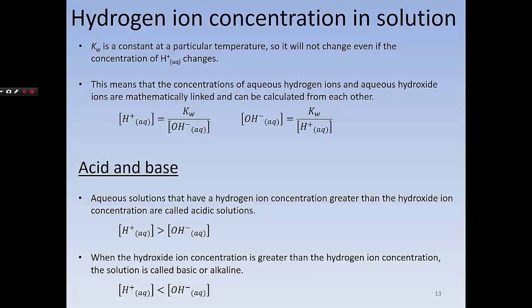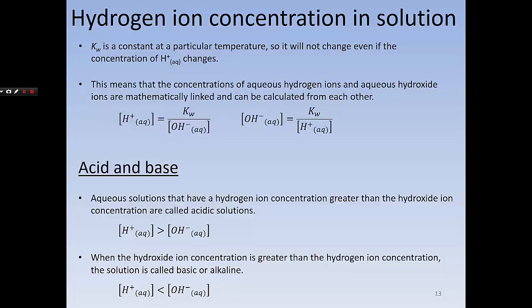If in a solution the hydrogen ion concentration is greater than the hydroxide ion concentration, then we call this solution an acidic solution. If the hydroxide ion concentration is greater than the hydrogen ion concentration, then we call it a basic or alkaline solution. The compounds that can donate hydrogen ions into the solution are acids. By doing so, they can increase the concentration of the hydrogen ion in water. A base, on the contrary, can release hydroxide ions.